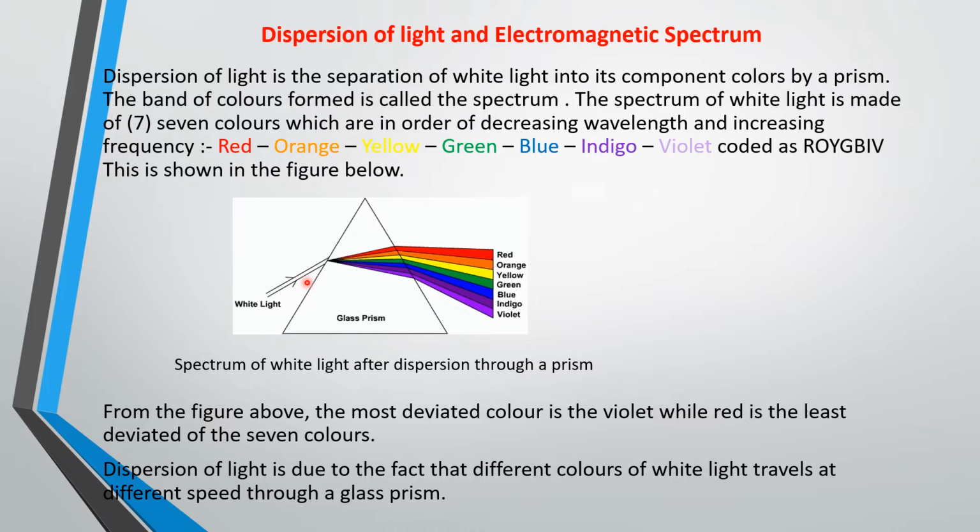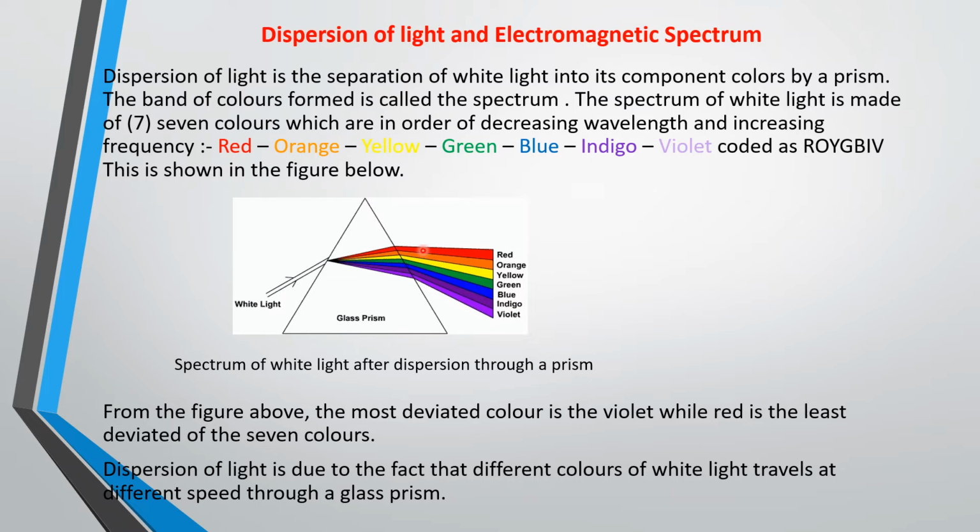Just like what this picture depicts, this is white light. When white light is incident on the prism, it will be deviated until it comes out of the prism. As it is coming out of the prism, it is separated into the component colors. And this band that you see is called the spectrum of light. The spectrum of white light is made up of 7 colors, and they are red, orange, yellow, green, blue, indigo, and violet.